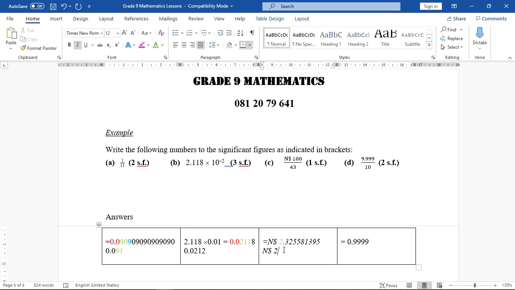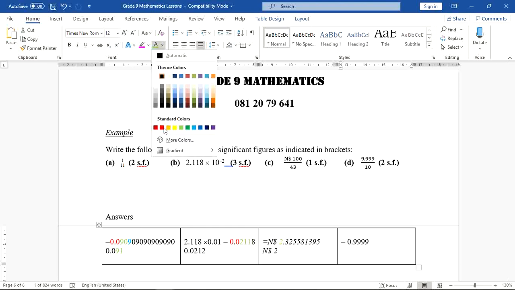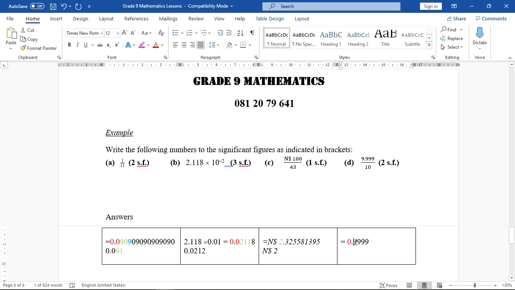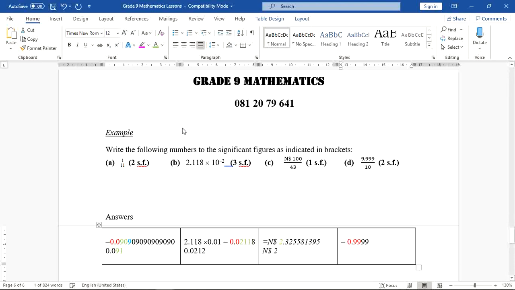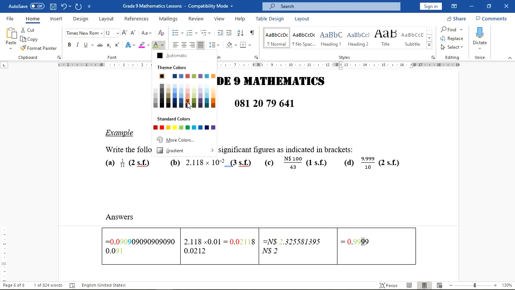Then we move on to part D. I have 9.999 divided by 10. I should leave my answer to 2 significant figures. This 0 is not significant, so I'm going to put it in red. But the two 9s are significant, so I'm going to put them in green. Meaning that I should use this 9 in blue to round off this 9.